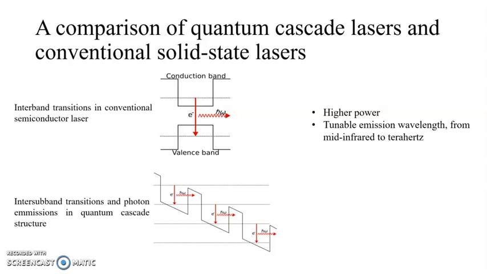Moreover, without the annihilation of the electrons and holes, the electron can emit photons continuously, which makes it have higher power than that of the conventional one.